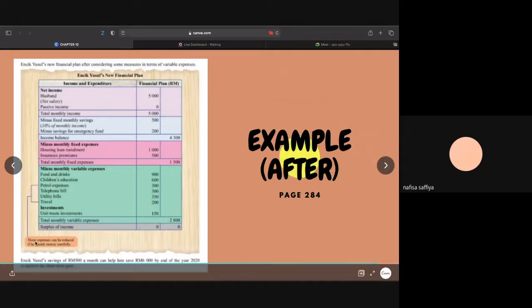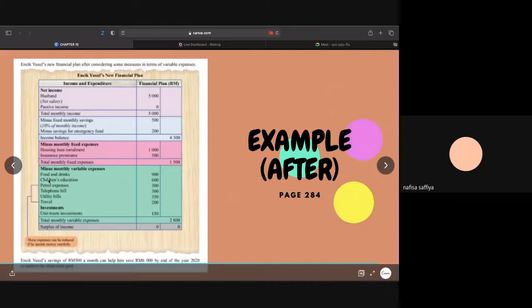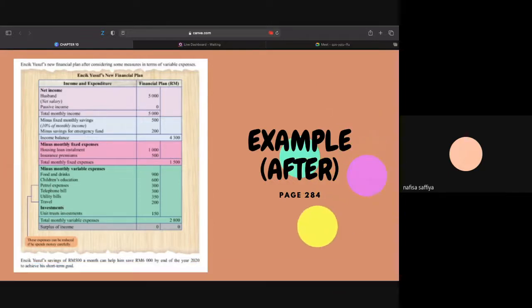Tetapi kalau kita tengok dekat kotak warna oranye ni, it says that these expenses can be reduced if he spends money carefully. So that means that all these expenses, these variable expenses, can be actually reduced if he spends his income wisely. So Encik Yusof's savings of RM500 a month can actually help him save RM6,000 by the end of the year 2020 to achieve his short-term goal.